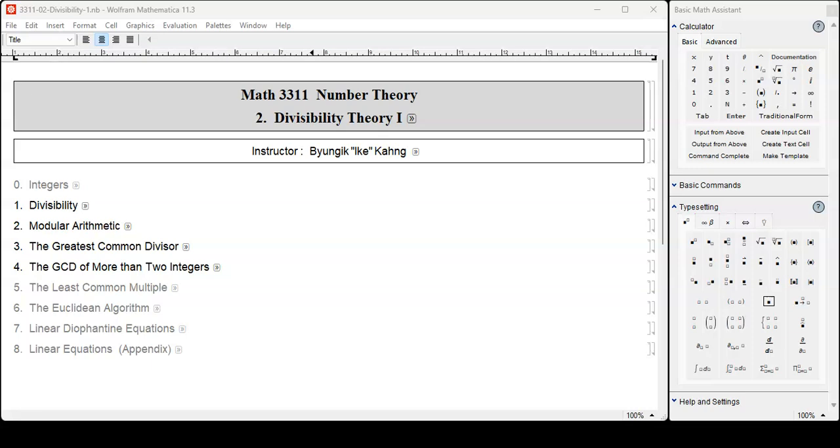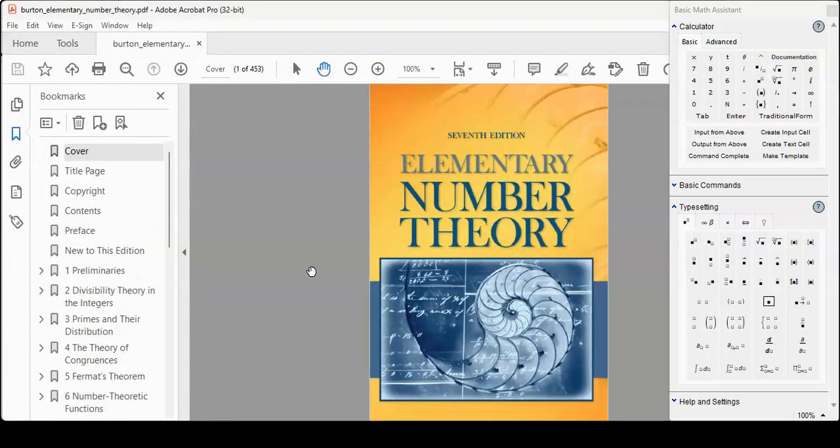Finally, we are beginning number theory. After a week-long discussion on some preliminaries and peripheral topics, and some foundation too, we are finally ready to start number theory. We're going to begin with the divisibility theory, which corresponds to chapter 2 of our textbook.